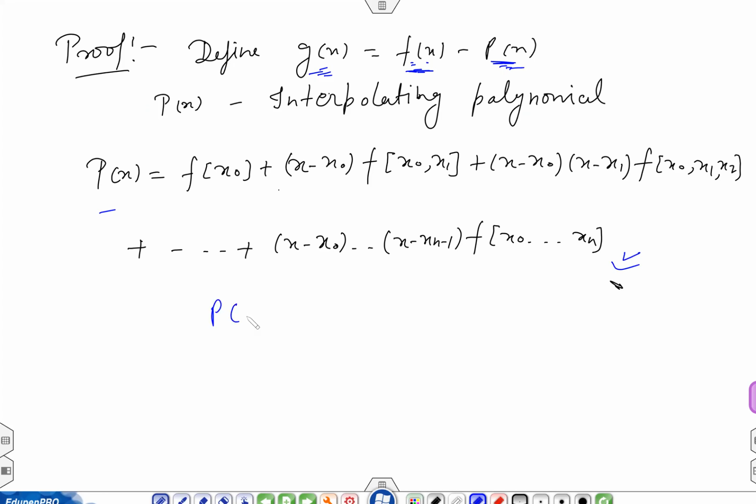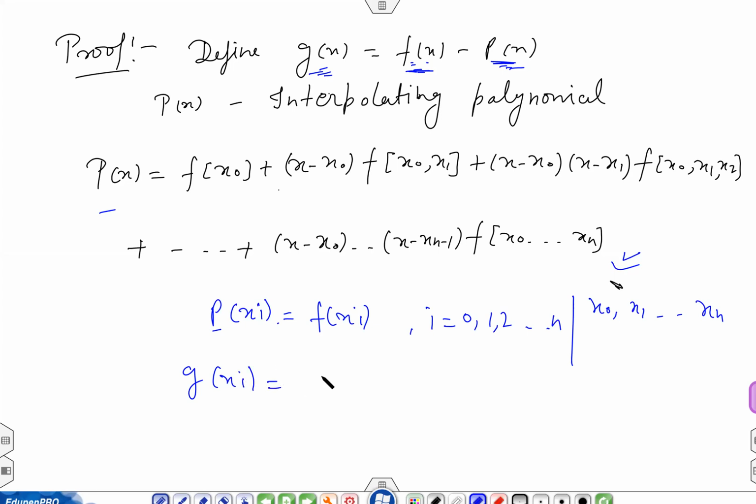What is the property of interpolating polynomial? At xi, given data points x0, x1 up to xn, the polynomial value is equivalent to the function value. So this is the property of the interpolating polynomial. So g of xi will be what?